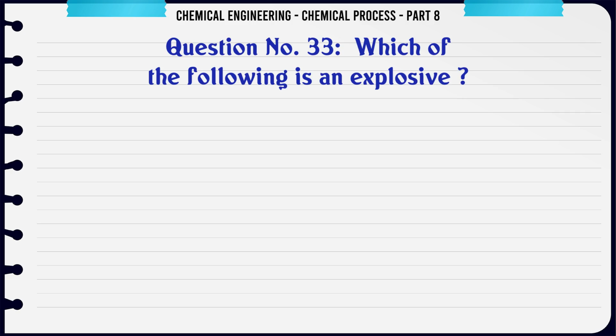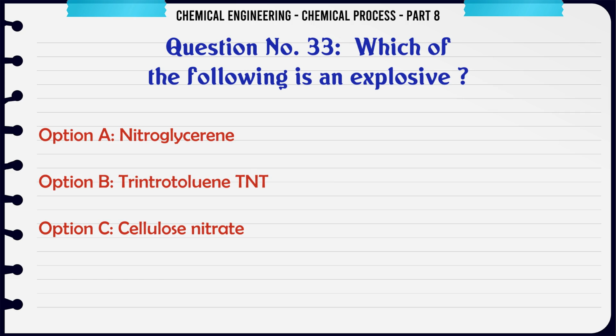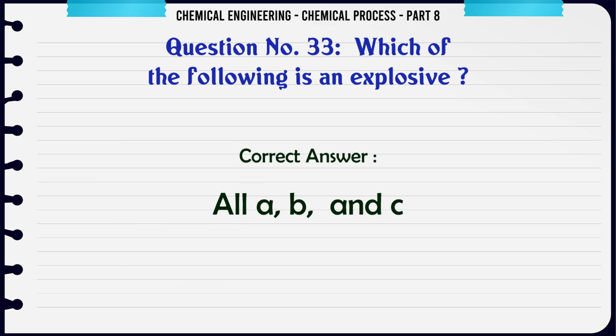Which of the following is an explosive? A. Nitroglycerine. B. Trinitrotoluene, TNT. C. Cellulose nitrate. D. All A, B, and C. The correct answer is all A, B, and C.